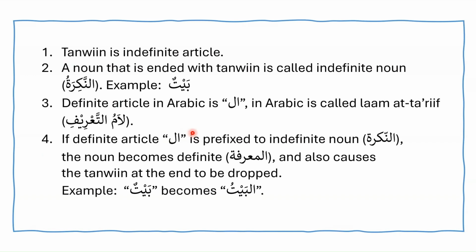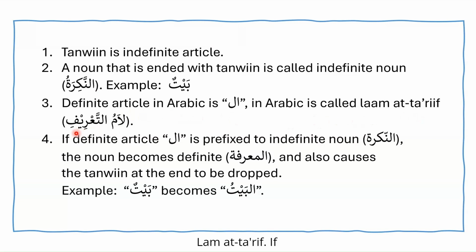Summary. Tanwin is indefinite article. A noun that ends with tanwin is called indefinite noun, or an-nakirah. Example, baytun. Definite article in Arabic is al. In Arabic it is called lamut ta'rif.